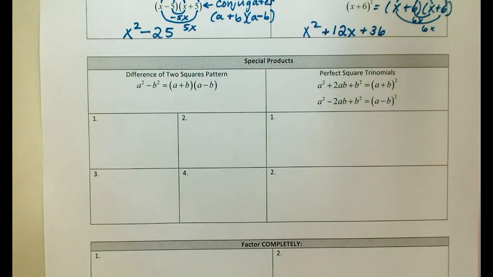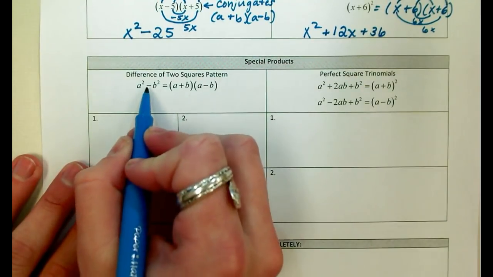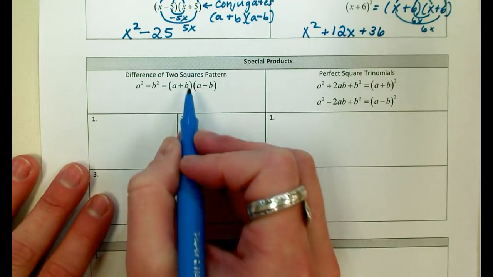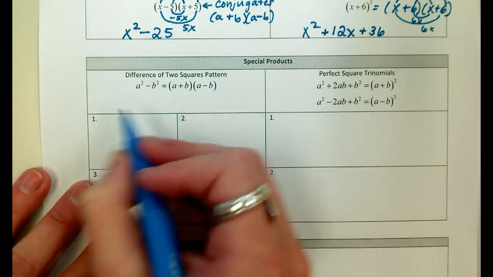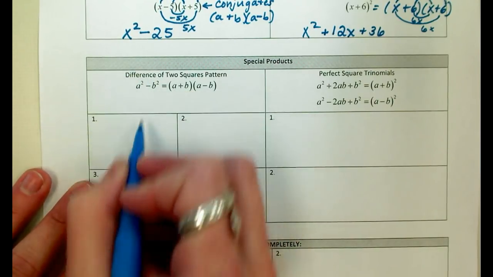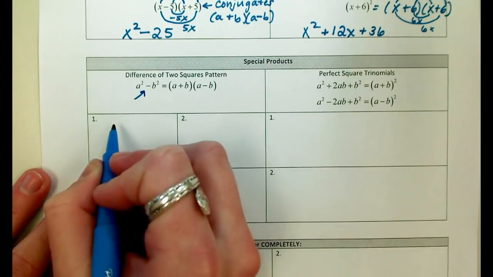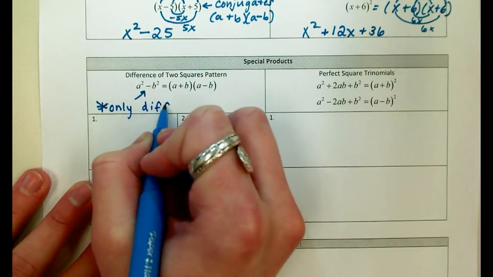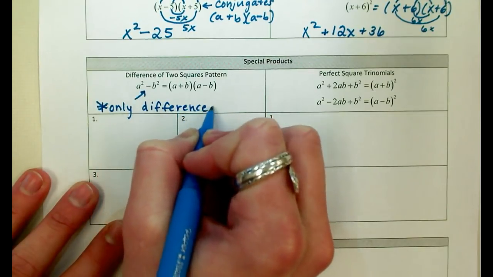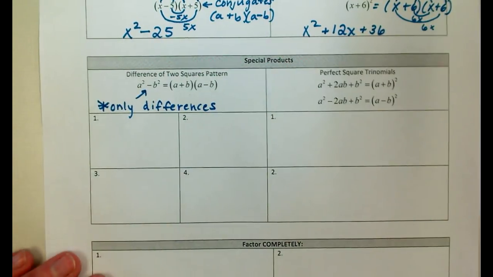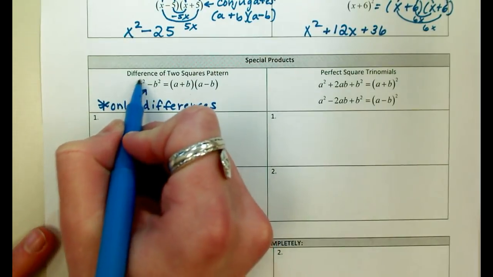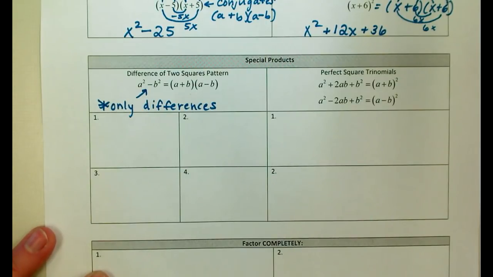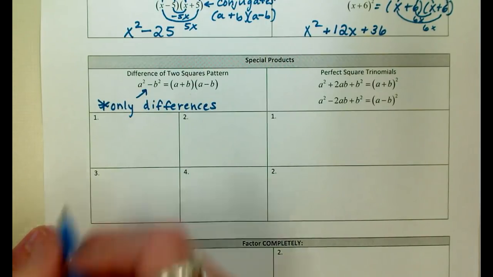Okay, getting started with our first one, difference of two squares. So our difference of two squares, a squared minus b squared, we will factor to the conjugates a plus b and a minus b. But notice that this is the difference of two squares. This only works with differences. If I have a plus sign there, this will not factor like that. Also, A has to be a perfect square and B has to be a perfect square.